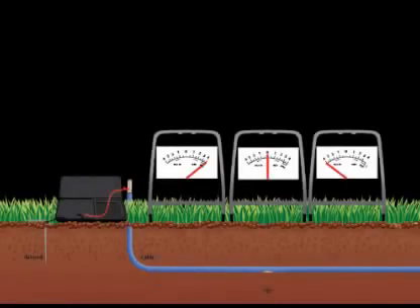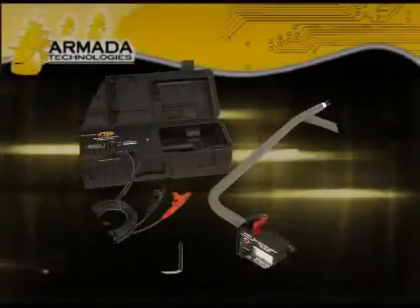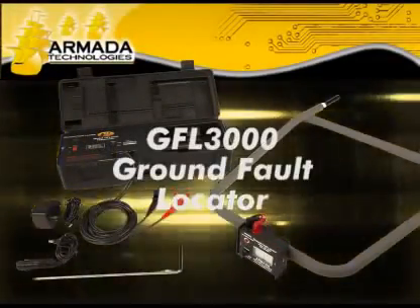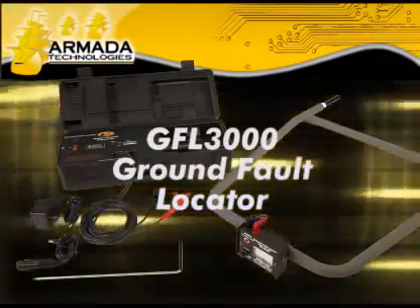A ground fault locator uses a high voltage signal to detect the location of a ground fault. The locator sends the signal down the wire and it exits at the fault and enters the earth. The signal then returns back to the ground stake. The ground fault locator uses this returning signal to pinpoint the fault. We will demonstrate this process using the Armada Technologies GFL 3000 ground fault locator.